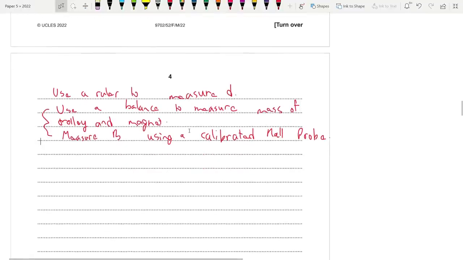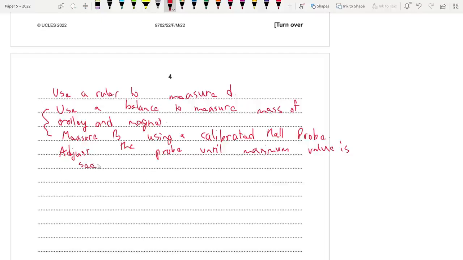Now we can give additional details about measuring B, right? So what can we say? We can adjust the probe until maximum value is seen, right? Because when will maximum value be seen? When the probe is perpendicular to the magnetic field. Or you could do the other thing, like you could measure Hall voltage twice. First in one direction, then in the opposite direction, and then you could average. That also works. This is an alternate way of saying it.